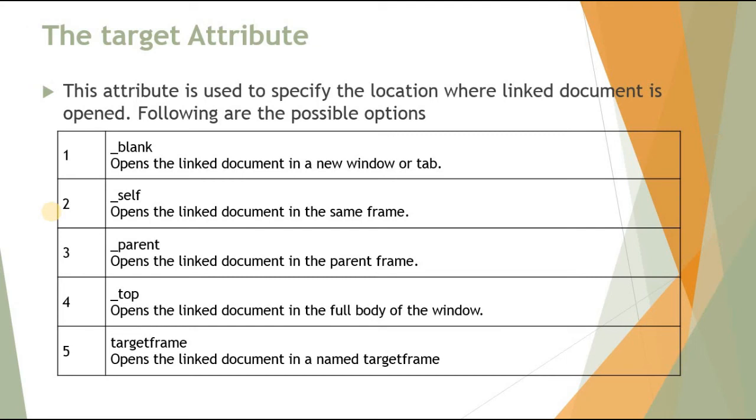Then self, which opens the linked document in the same frame. And the third one is parent, which opens the linked document in the parent frame. Fourth one is top, which opens the linked document in the full body of the window. Fifth one is target frame, which opens the linked document in the named target frame.